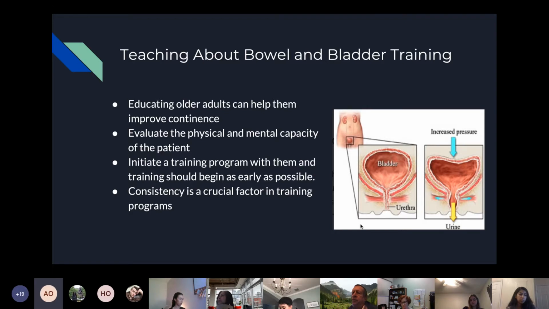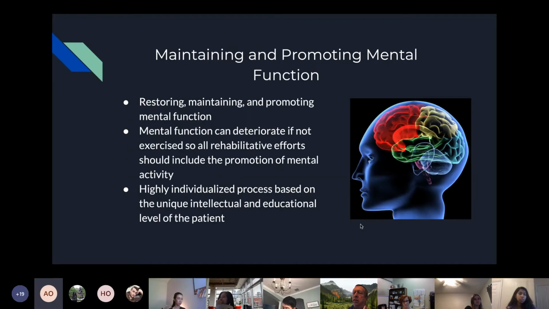If the patient has the capacity to be continent, training should begin as early as possible. Consistency is a crucial factor in training programs. The gains of the day shift in keeping the patient continent are lost if the evening and night shift do not toilet the patient at appropriate intervals. Next slide.